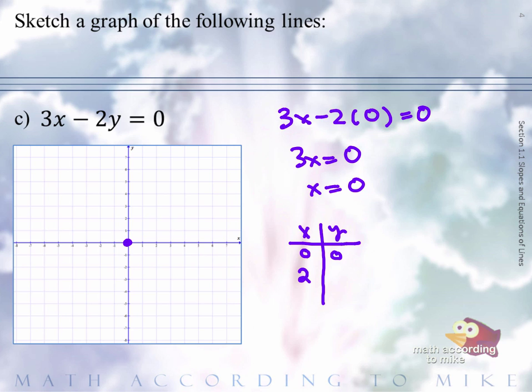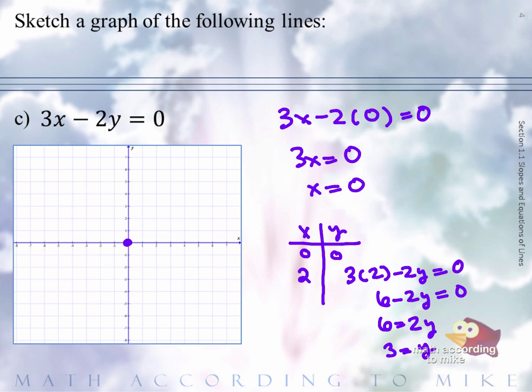If we put in 2 for x, that gives us the equation 3 times 2 minus 2y equals 0, or 6 minus 2y equals 0, or 6 equals 2y, which means y is 3. So putting an ordered pair at 2, 3, we'll now connect those 2 points. There's the graph of the line 3x minus 2y equals 0.